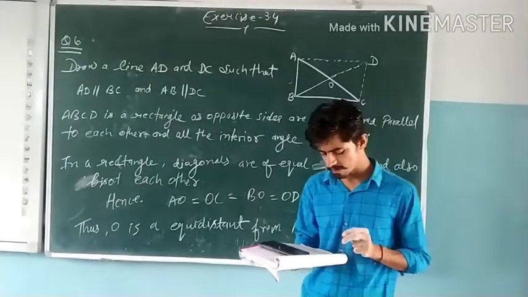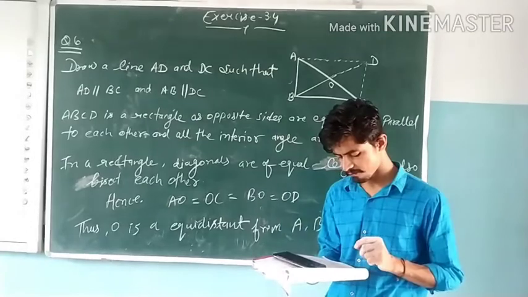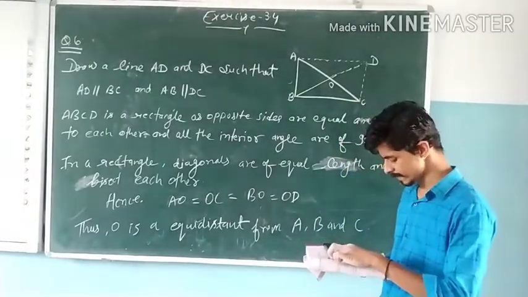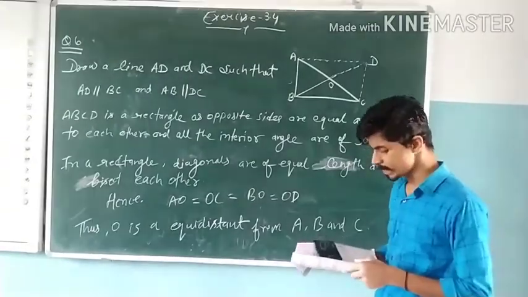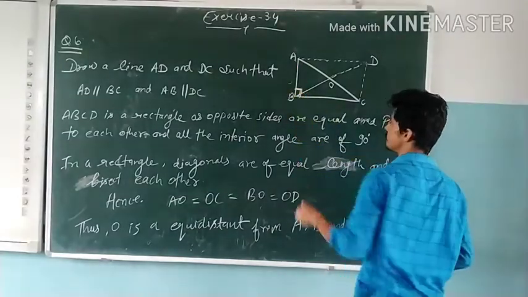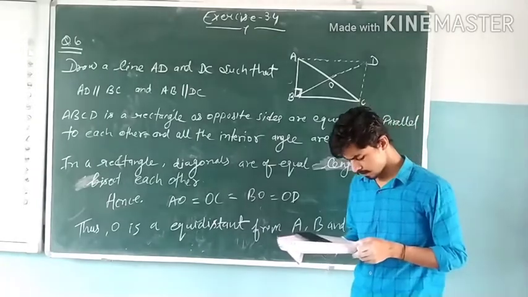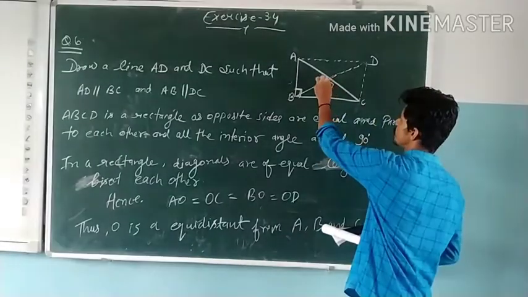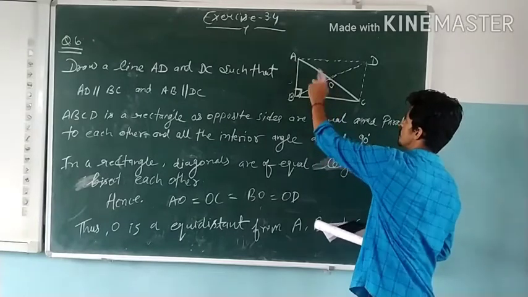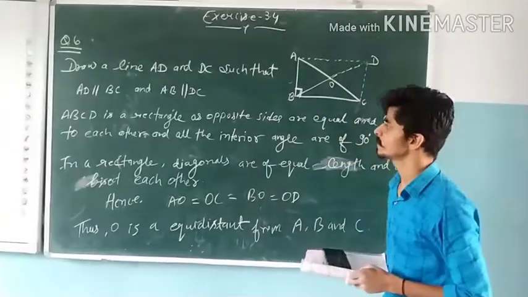Question number 6 is: ABC is a right angle triangle and O is the midpoint of the side opposite to the right angle. Explain why O is equidistant from A, B and C. The dotted lines are drawn additionally to help you. There is a diagram given in the question, and it tells that triangle ABC is a right angle triangle. That means this angle is 90 degrees, and O is the midpoint of the side opposite the right angle. We have to find why it is equidistant. That means the distances AO, OC and OB are equal to each other. So let's start the solution.